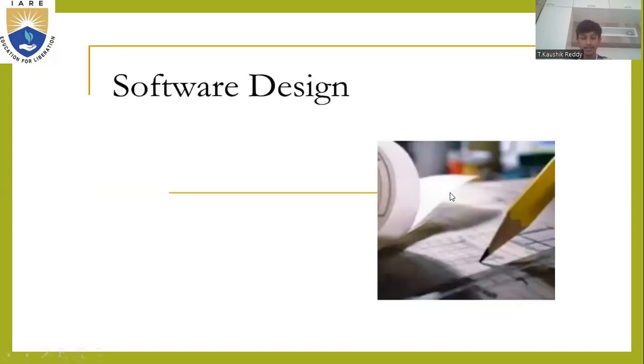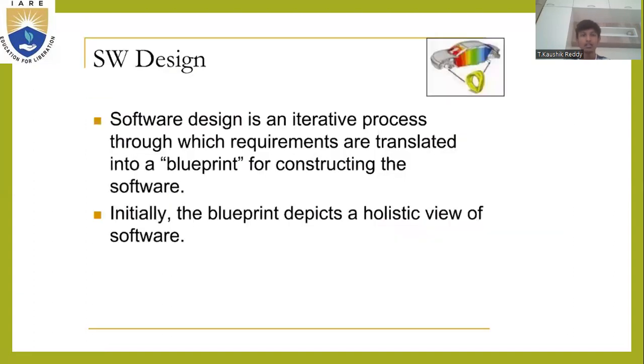First, software design. Next, how the software is designed for the topic. Software design is an iterative process through which requirements are translated into a blueprint for constructing the software. Initially, the blueprint depicts a holistic view of the software. So this is the software design for the building blocks of software.